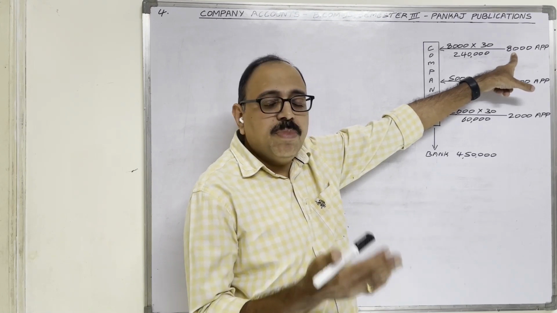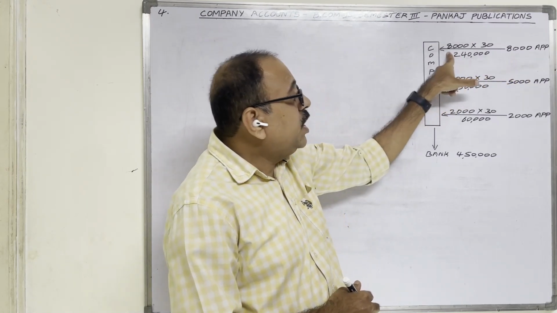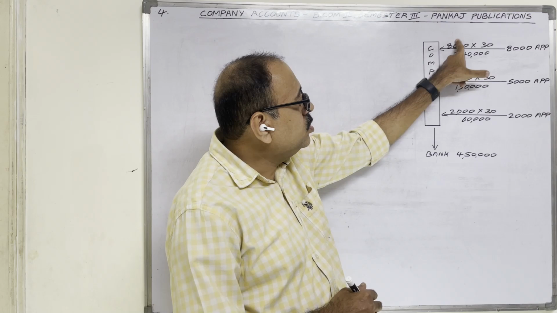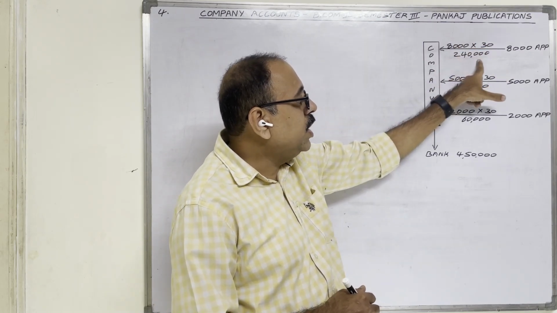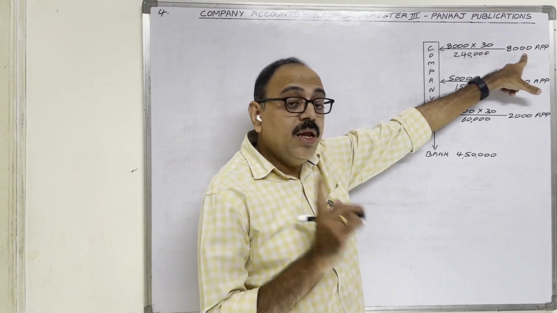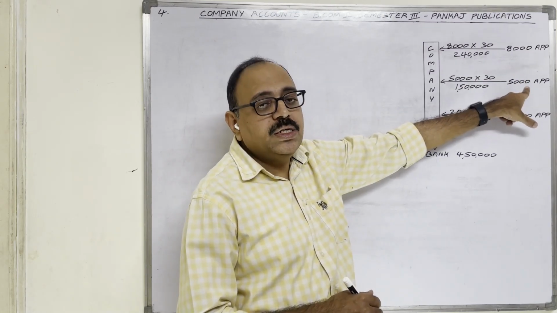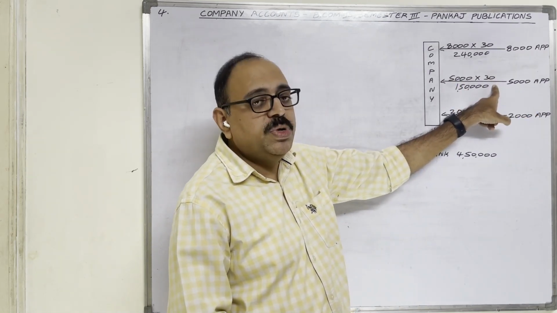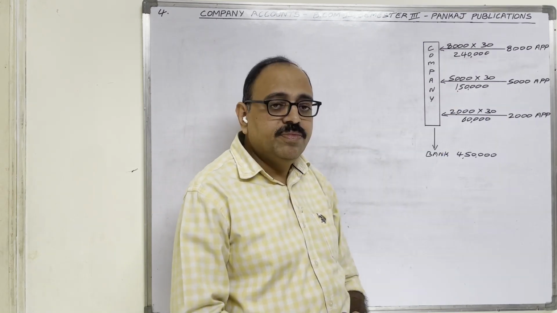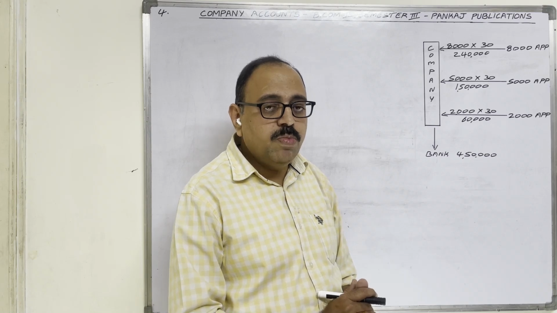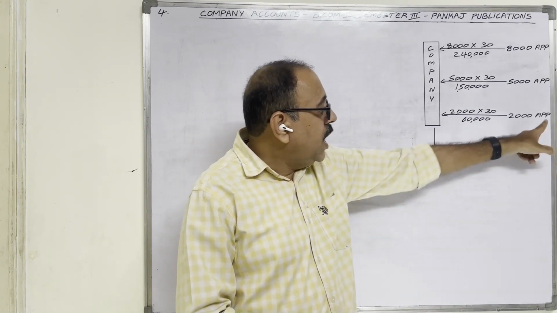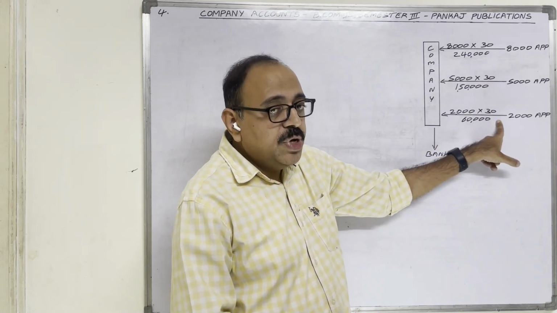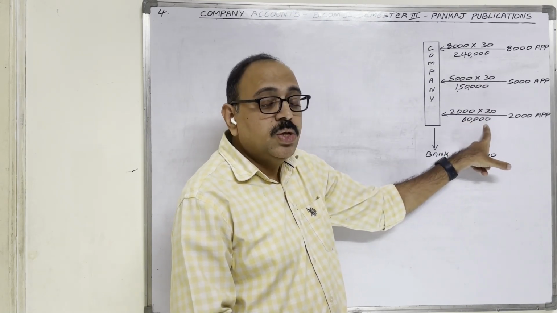First applicants, they applied for 8,000 shares. How much money is coming from them? On one share, application money is 30 rupees. So 8,000 shares into 30 rupees each, 2,40,000 rupees came from first category applicants. Second category applicants, they applied for 5,000 shares. On 5,000 shares at the rate of 30 rupees each, 1,50,000 they paid. Third category of applicants to whom company rejected to allot, they applied for 2,000 shares now. On 2,000 shares at the rate of 30 rupees each, they paid 60,000 rupees through applications.